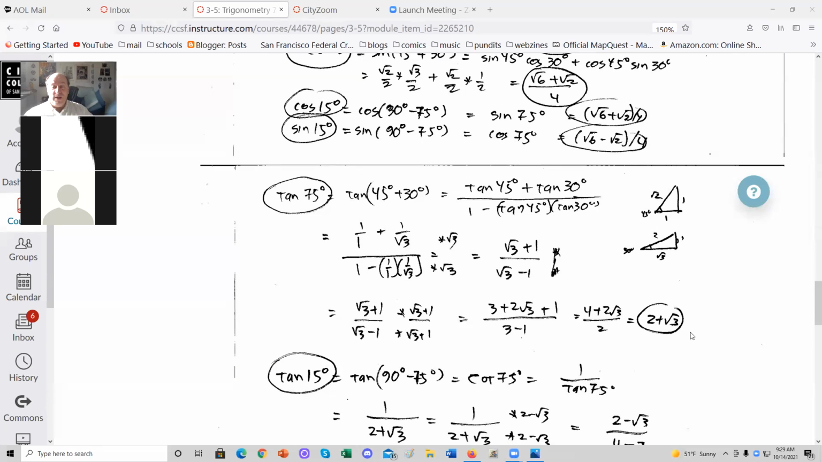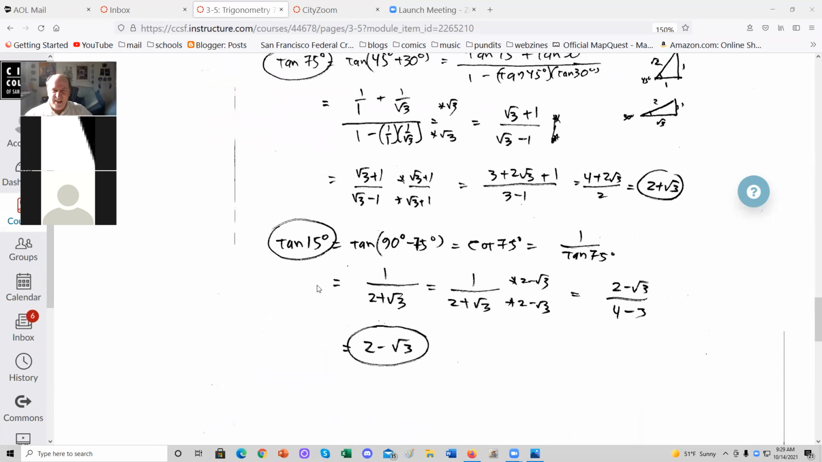Tangent of 75 degrees. Well, that's tangent of 45 degrees plus 30 degrees. Tan plus tan over 1 minus tan tan. That's 1 plus 1 over root 3 over 1 minus 1 times 1 over root 3. And after a bit, root 3 plus 1 over root 3 minus 1, which then we can simplify down to 2 plus root 3.